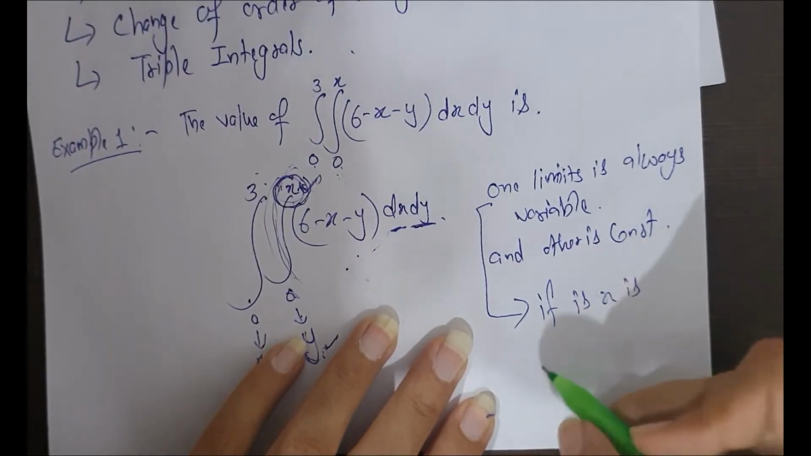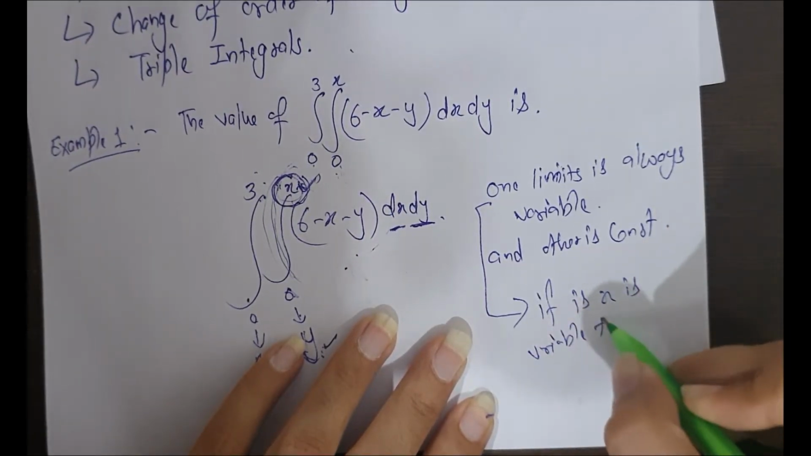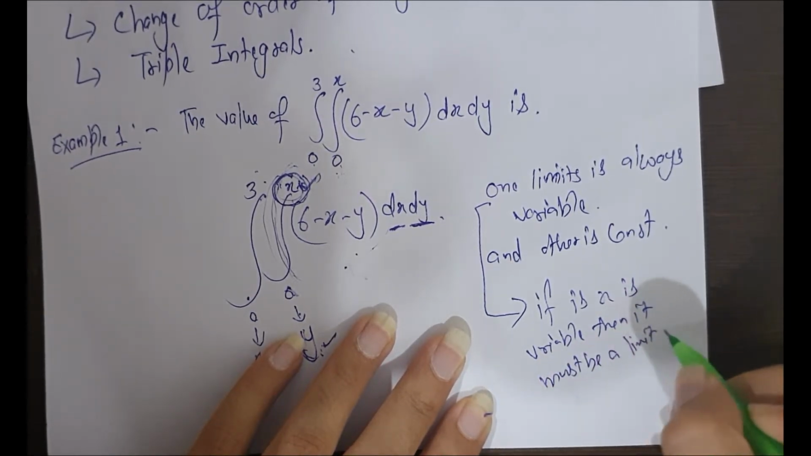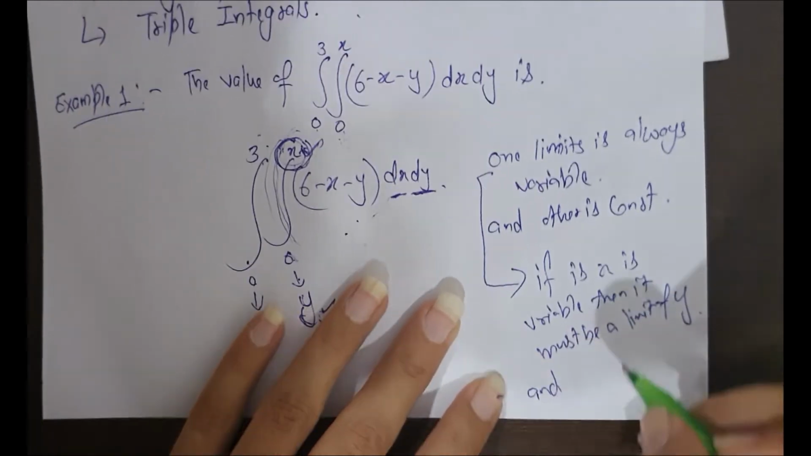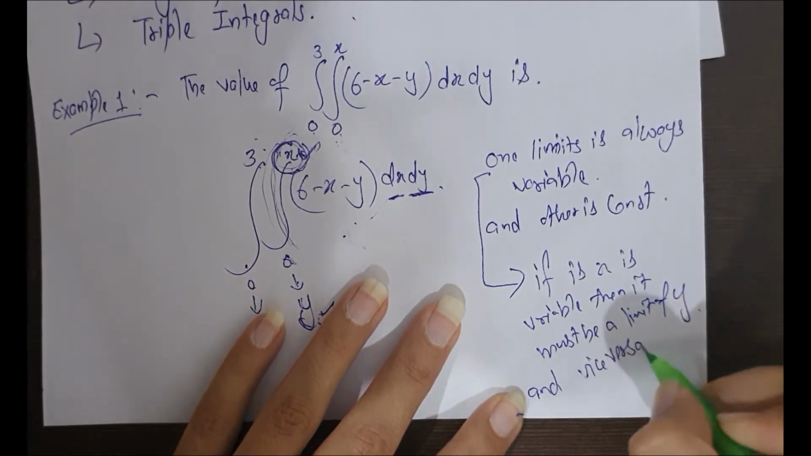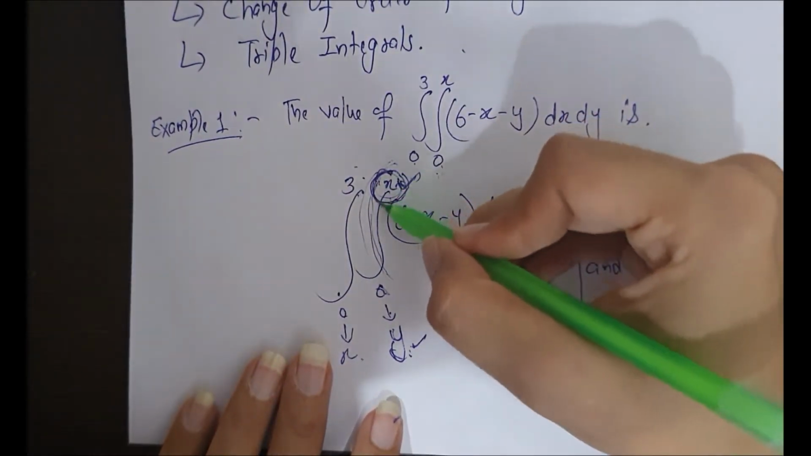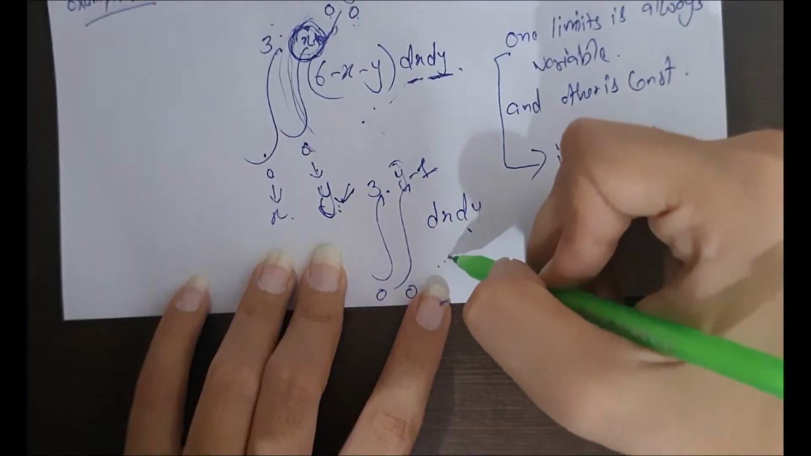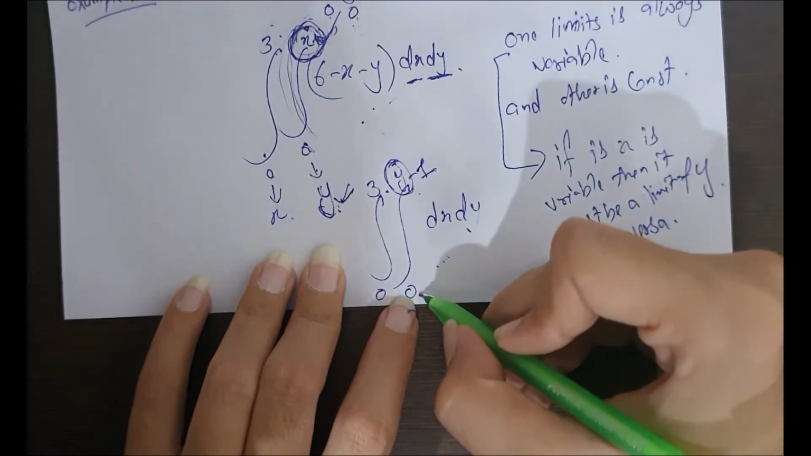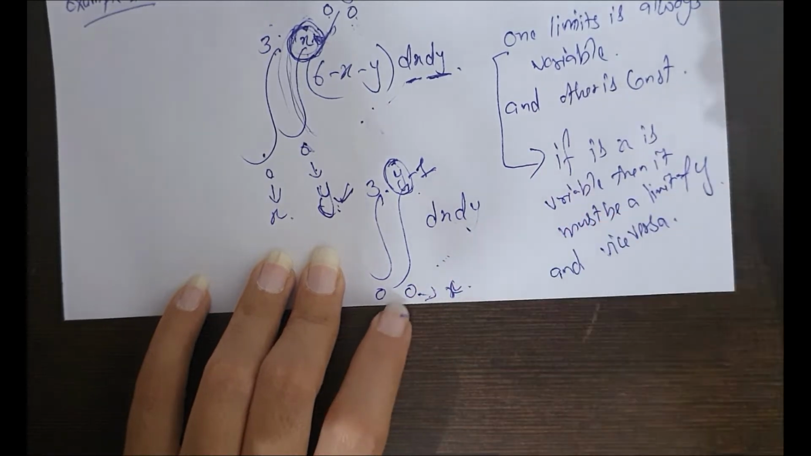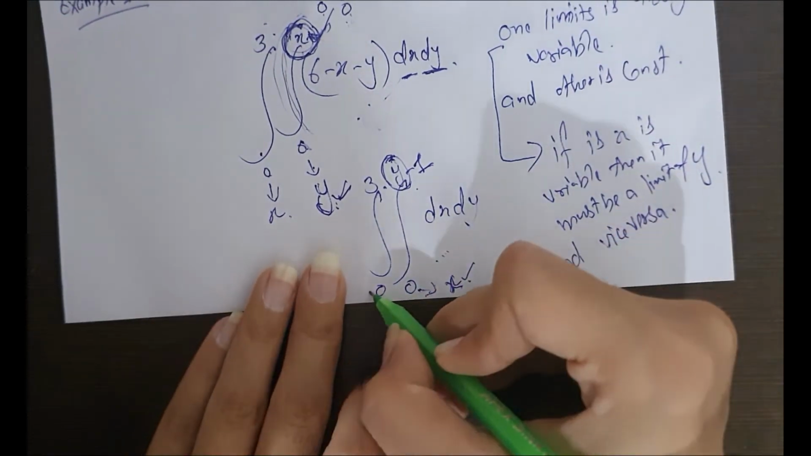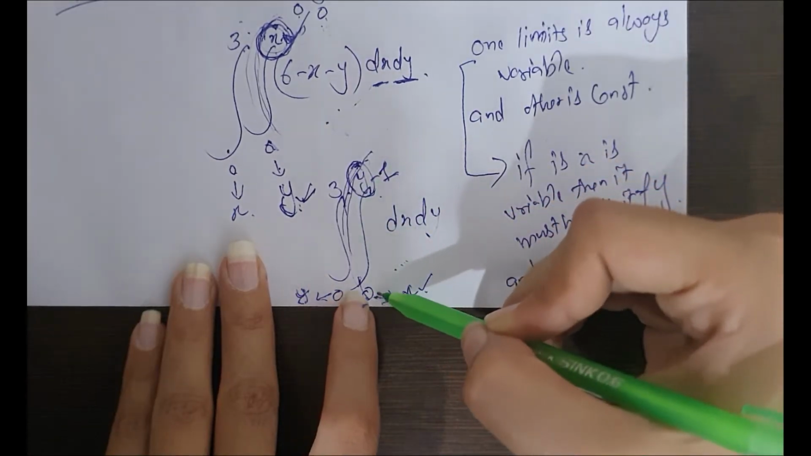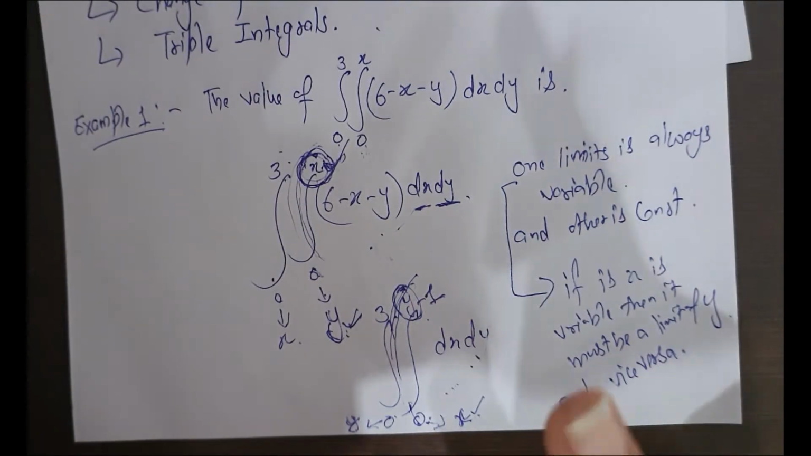If x is variable, then it must be a limit of y, and vice versa. It means that if the variable is x, then it must be the limit of y. Here in this case the variable is y, it means that it would be the limit of x. And if this is the limit of x, then it must be the limit of y. It means that first of all we have to integrate this function with respect to x. I will teach you all this with the help of examples.